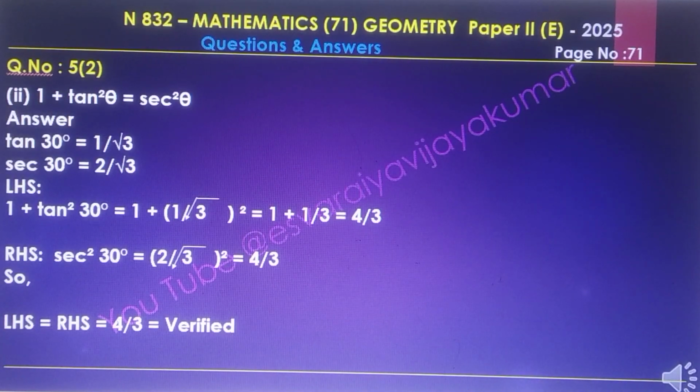Then question number 2: 1 plus tan square theta equal to secant square theta. Answer: tan square 30 is 1 upon root 3 squared, and secant square 30 is 2 upon root 3 squared. 1 plus tan square 30 is 1 plus (1 by root 3) square. We are getting the answer LHS and RHS equal to 4 upon 3. LHS equal to RHS, matching, verified.